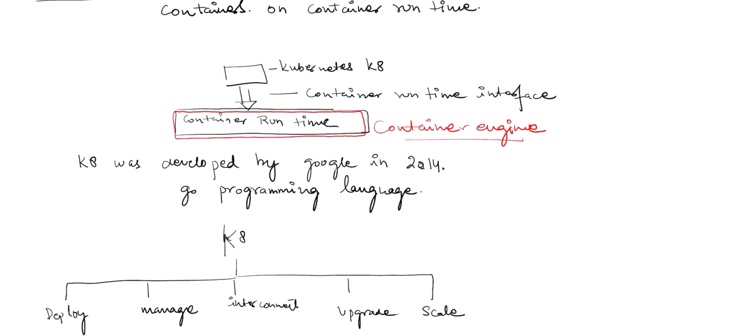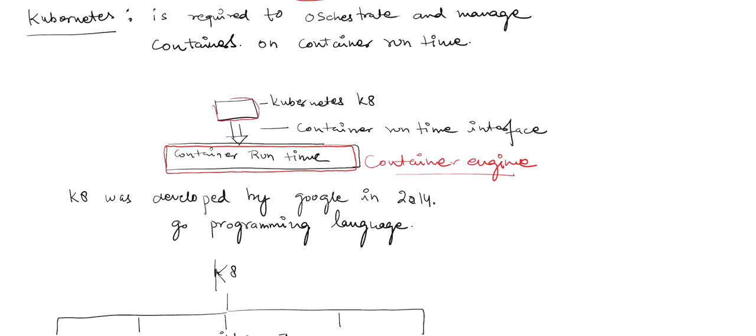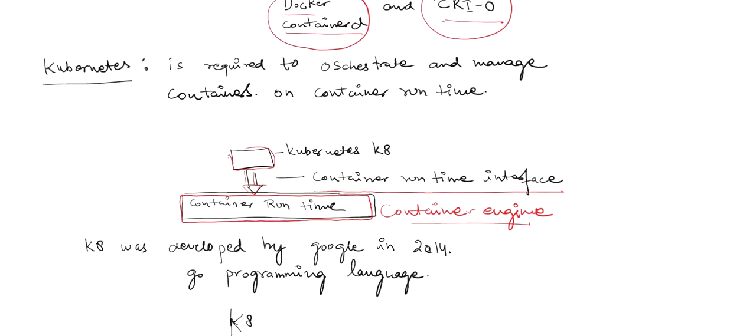This is Kubernetes. Kubernetes runs on this container runtime technology. This container engine is used to host Kubernetes services, and the interface between Kubernetes and this is called the container runtime interface. This is an open interface. Kubernetes is required to orchestrate and manage containers on container runtime services.